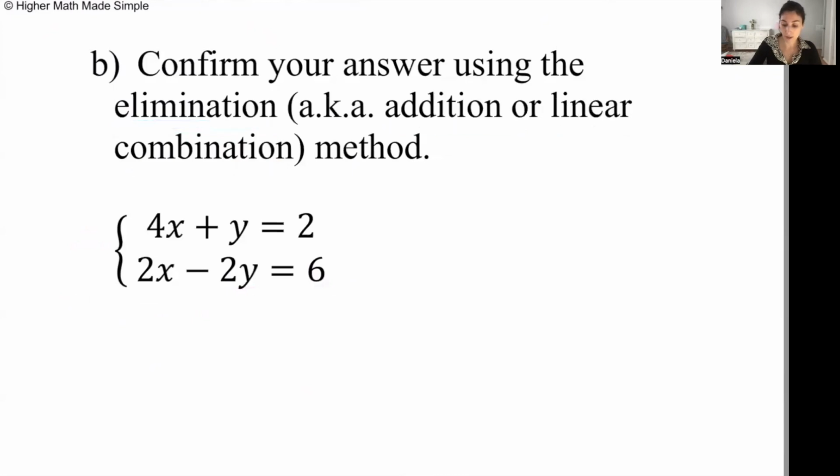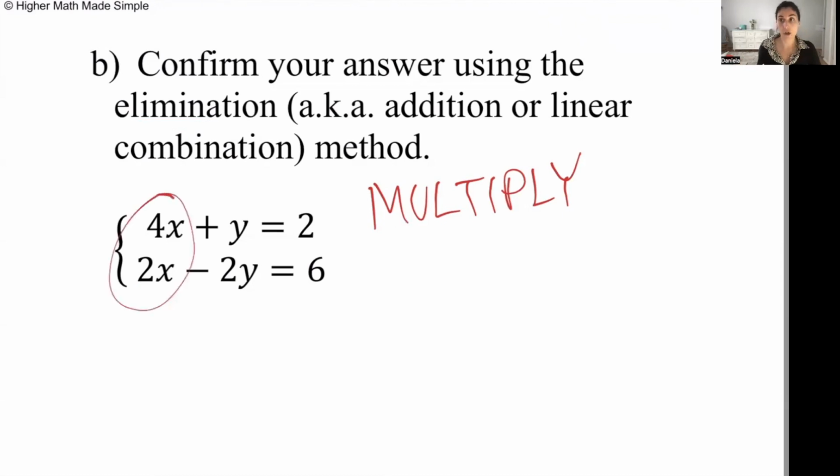So what if you have a scenario where nothing cancels right off the bat? You are looking to multiply something, okay? Now, question is, what do you multiply and where do you do that? So there's many different ways you could do this. If you would like to cancel out the x's, right, you're looking to match the numbers and you're looking for them to be opposite signs, right? Because opposites cancel.